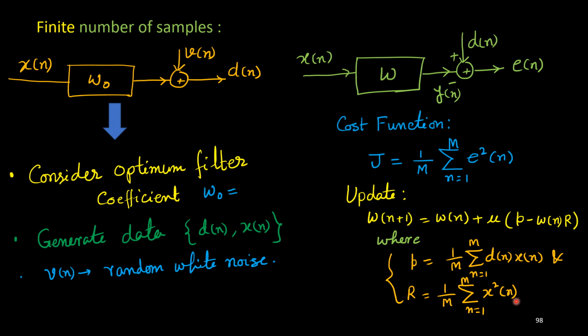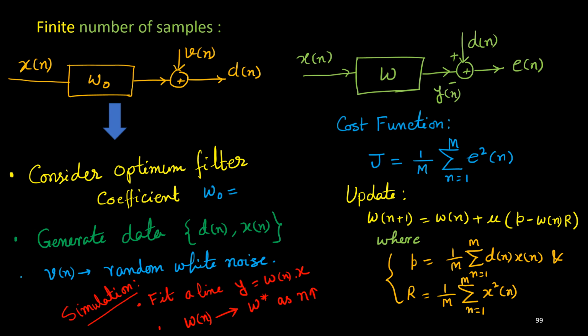Now we'll see the MATLAB code and how weights are evolved. This Wn is changing over iterations that we want to observe. So for simulation, we'll try to fit a line, that is y should be equal to w into xn, and we're expecting that this Wn should move towards W star at least, and W star is the analytical result. But W star may be different from W naught for finite samples. Remember, we have shown that for an infinite number of samples, W star is the same as W naught. But for a finite number of samples, W star may be different from W naught, but it should be close to W naught, right?